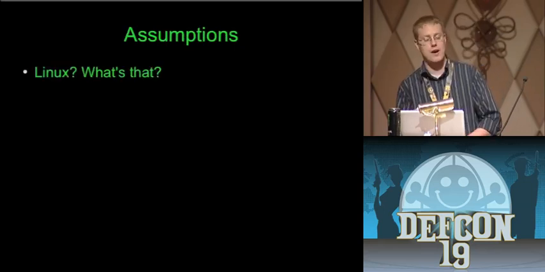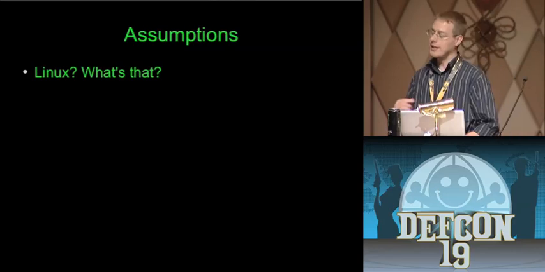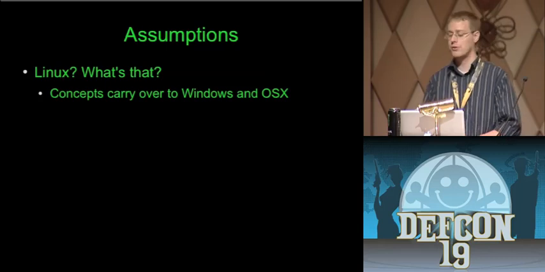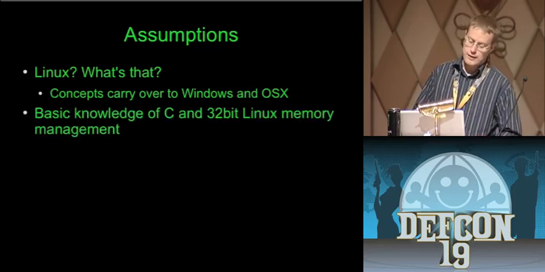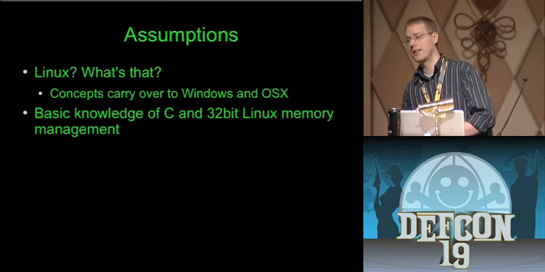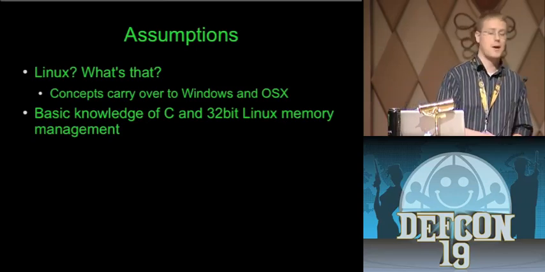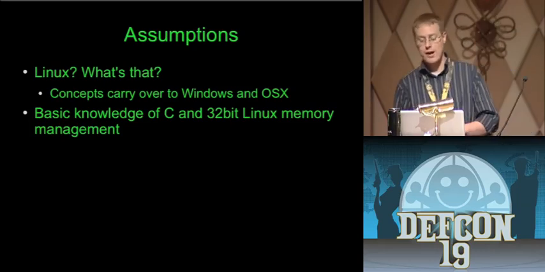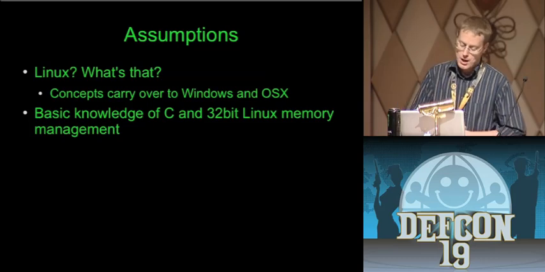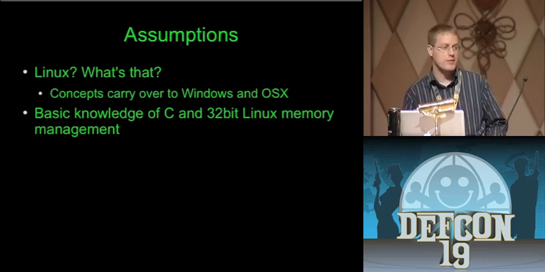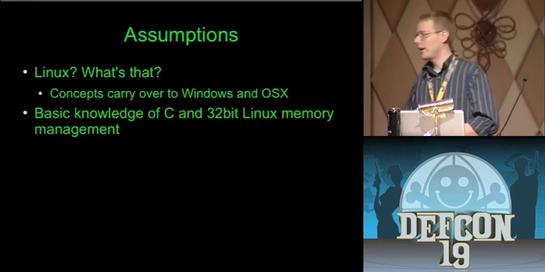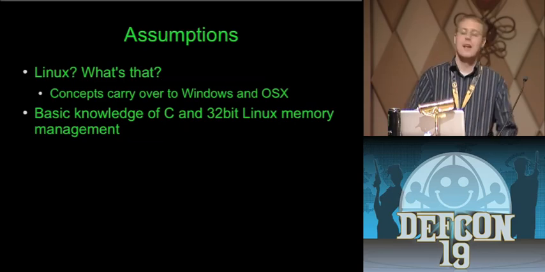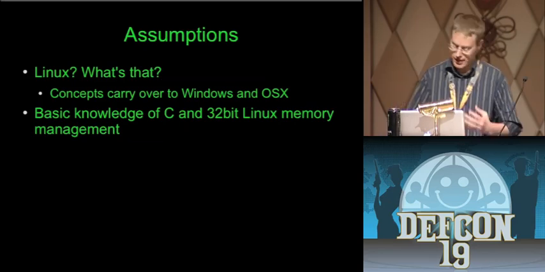I make a few assumptions in this talk. I assume you know what Linux is, and even if you don't, I'm sorry. The same concepts I talk about here are going to carry over to Windows and OS X. I assume you have a basic knowledge of C and 32-bit Linux memory management. The concepts here apply both to 32 and 64-bit Linux and any other OS you want to use. I assume you know what printf, memset, recv, libc, that kind of stuff is. I assume you know what a heap and a stack are, what an anonymous memory mapping is, and what the difference between all three of those are.